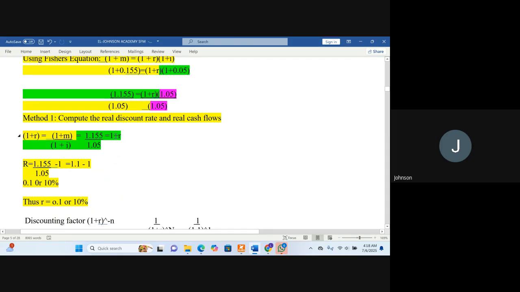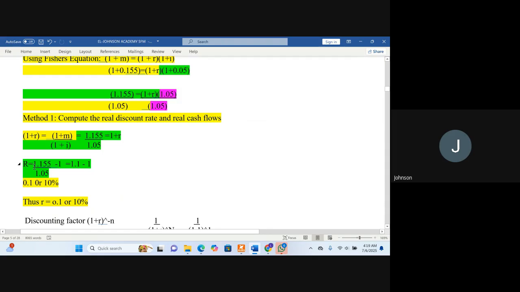So we now collect like terms, we let R stay alone. We now have 1.155 divided by 1.05 minus 1, because if 1 should cross the equal sign, it's going to change from positive 1 to negative. It now becomes R equal to 1.155 divided by 1.05 minus 1.